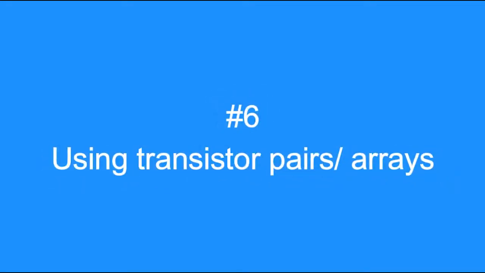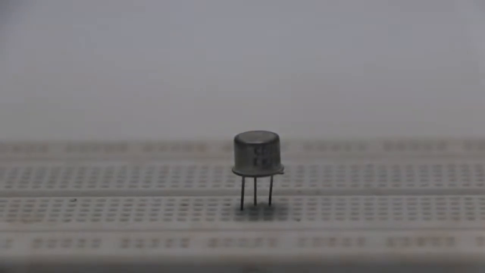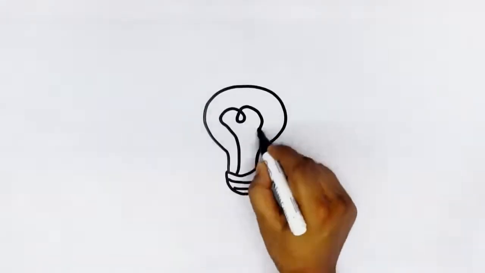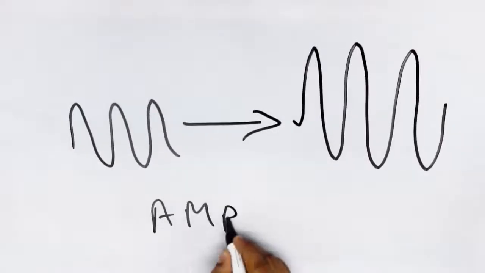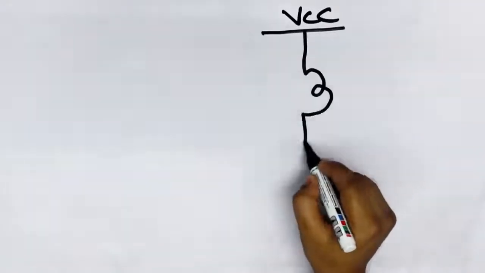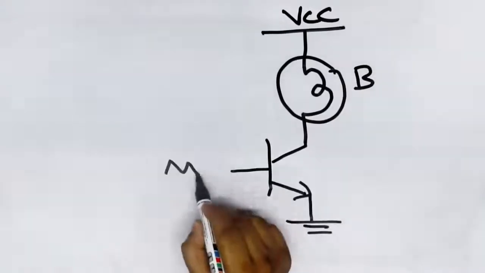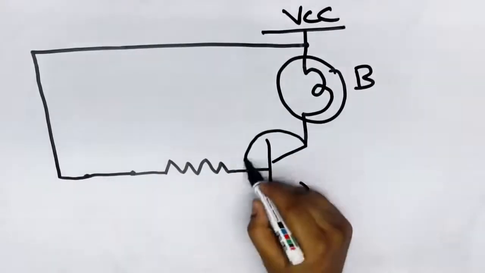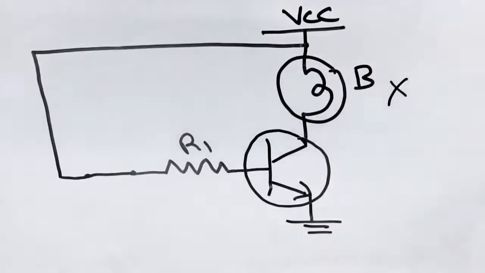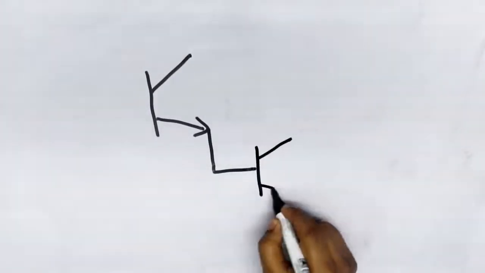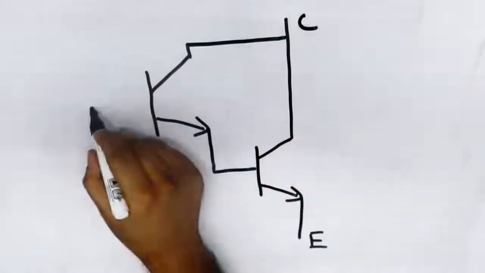Using transistor arrays. This video will be incomplete if we leave transistors out. Transistors are widely used to turn on or off a load and amplify signals. When using it as a switch, there might be instances where your transistor couldn't provide enough current to turn on the load. In such cases, you could use a Darlington transistor, which is shown here.